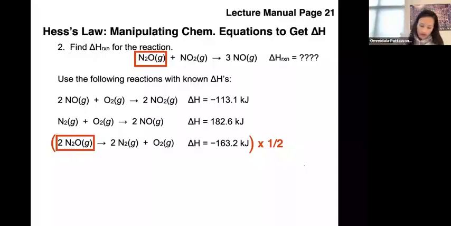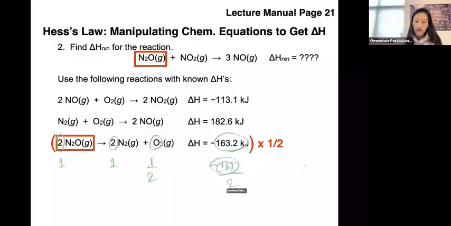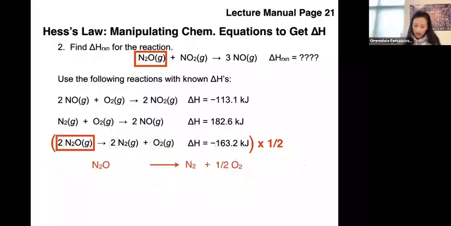So if you divide this by 2, it's going to become 1. Divide this by 2, it's going to become 1. This, if you divide it by 2, it's going to become 1/2. Divide this by 2 as well, you get negative 1, whatever is half of that, right? So 163.2 divided by 2. So what you are going to get is going to look like this. And the delta H would be this number right here. So half of 163.2 is 81.6. Now we get what we want with the coefficient.